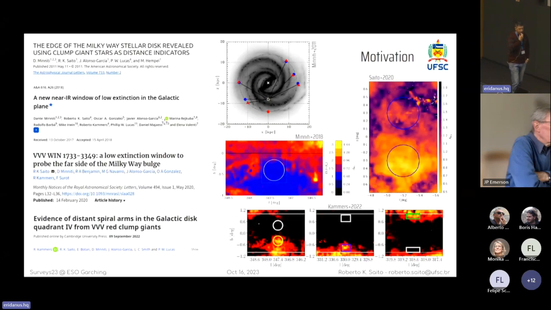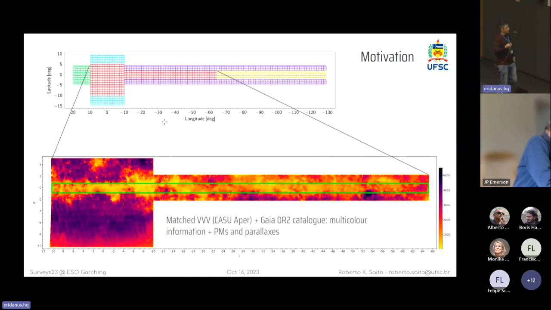There were many advances in understanding the galactic structure using red clump stars, but always selecting lines of sight. So people go to the less extincted regions, sometimes looking for low extinction windows, and through these windows try to map the red clump stars along all the bulge and disk. And the motivation for this work was the same.